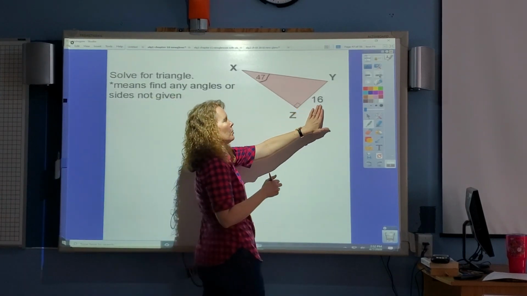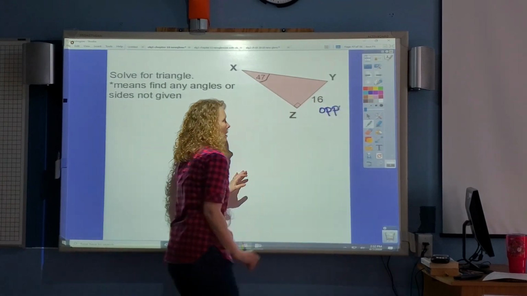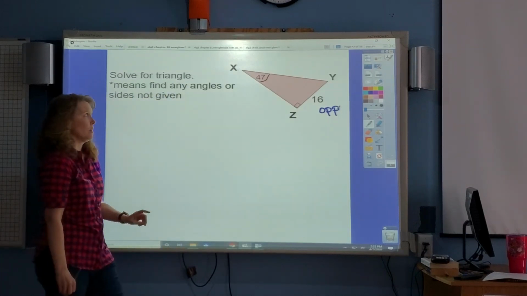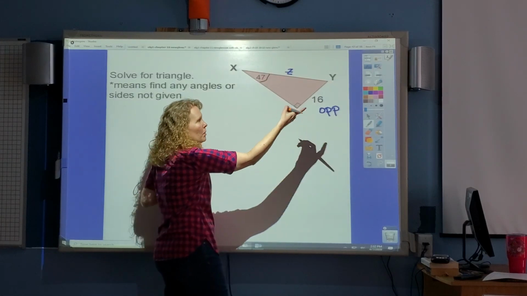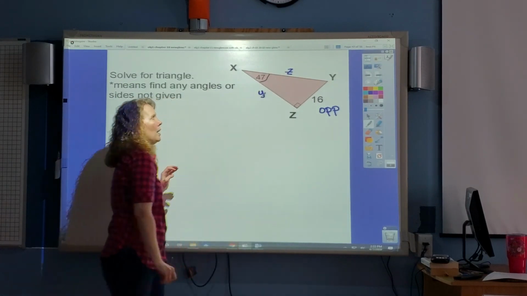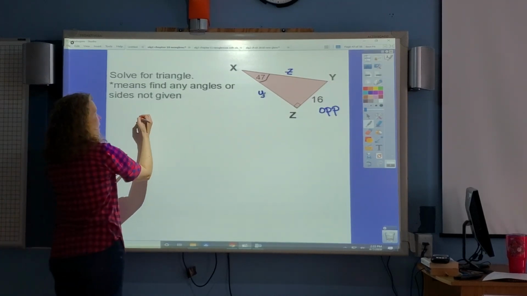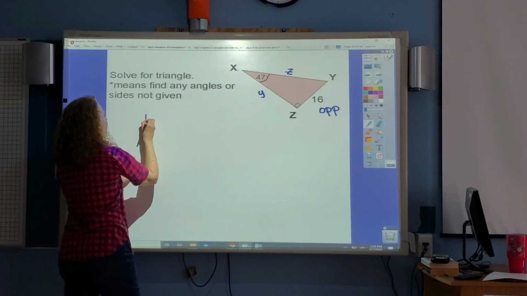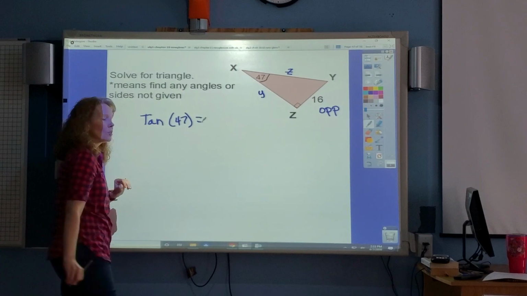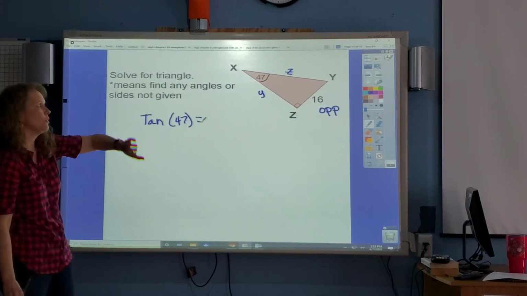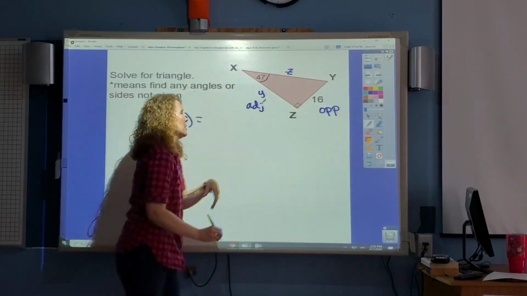But let's just keep what we've got right now. So, let's label it. Way over here, this would be the opposite. I'm also going to go label those sides. This is little z, okay? He'll be the hypotenuse eventually. And then little y. I might want to do the tangent on this one. I'm going to do the tangent of 47, remember, SOHCAHTOA, TOA is opposite over adjacent. This is opposite, this is adjacent. So it's 16 over y.